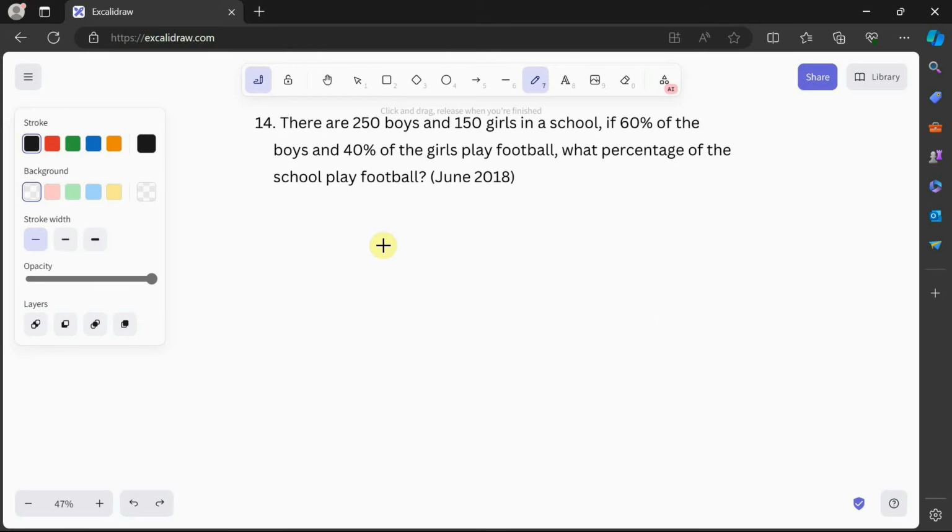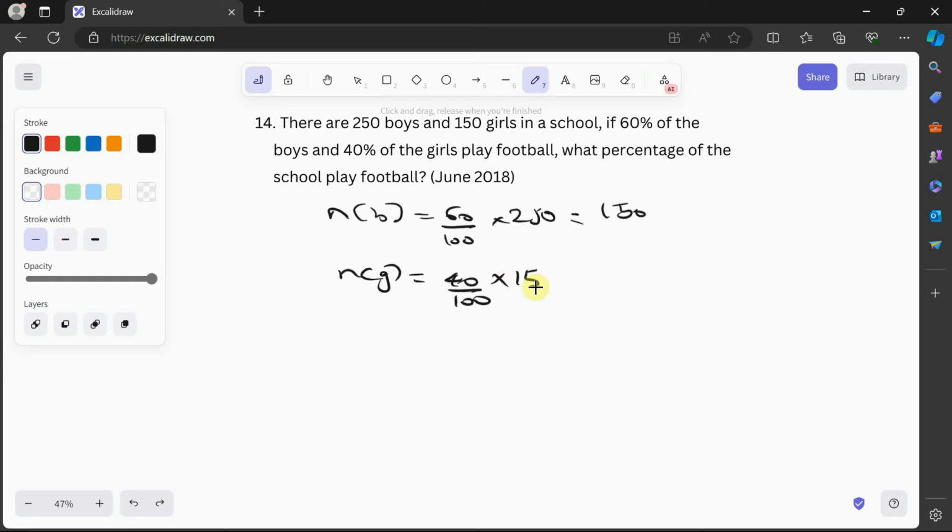So we can find the number of boys that play football. If 60% of the boys play football, that would be 60 over 100 times 250. What would that give you? That gave me 150. So the number of boys that play football is 150. And the number of girls that play football would be 40 over 100 times the number of girls, which is 150. So that would be 0.4 times 150, and that will give you 60.